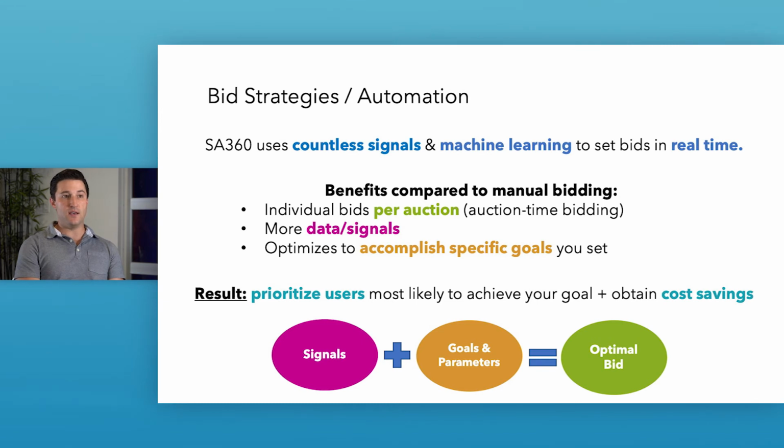So that might be a target ROAS that you might set, it might be max clicks, it could be a target ROAS, which is something that we use for a lot of our e-commerce and retail clients. The result is that it prioritizes users who are most likely to achieve your goal and obtain cost savings.